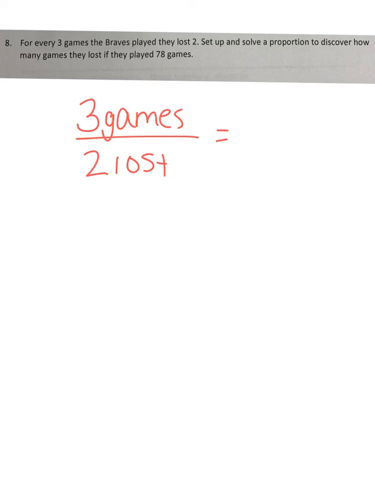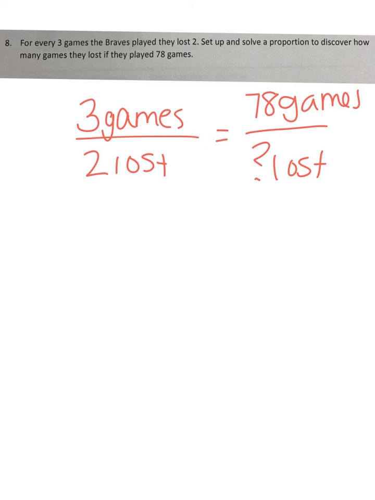Number 8 is similar to number 7. So let's start by setting up our proportion. For every 3 games the Braves played, they lost 2. So 3 games, and 2 of them they lost. So there's our left side. On the right, we're looking for how many games they lost. So there's our question mark. If they played 78 games.